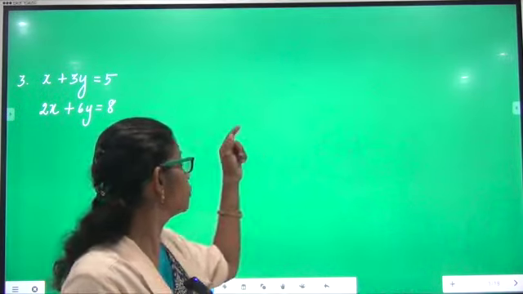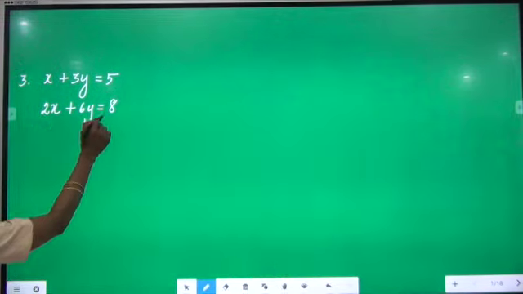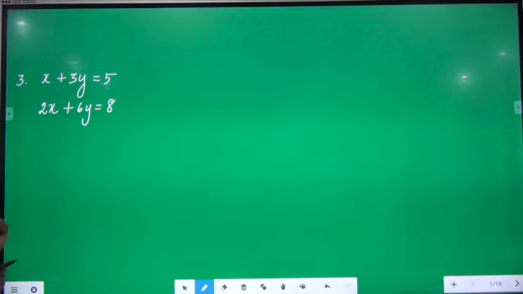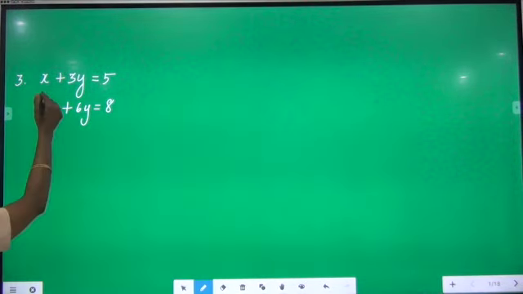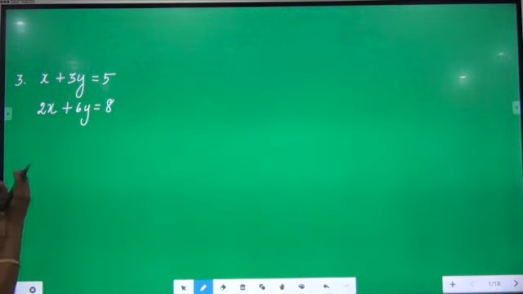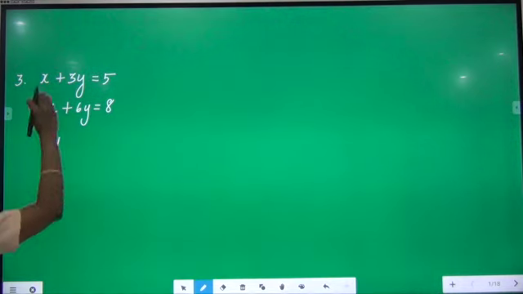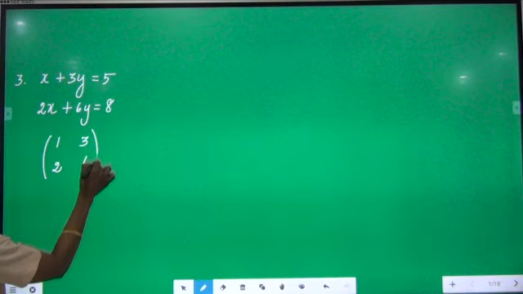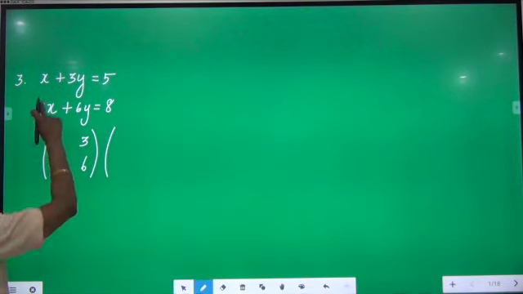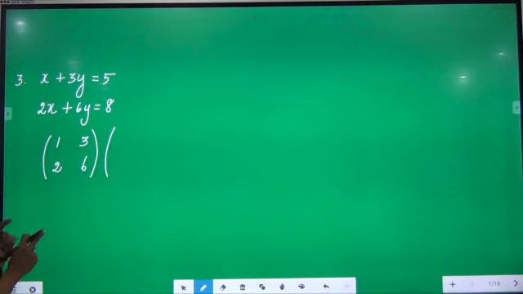Next, question number 3. x plus 3y equal to 5, 2x plus 6y equal to 8. The first step, what I said, you have to collect the coefficient of x and coefficient of y. The collection of coefficients of x, you have to write in the first column. So, 1, 2. The collection of y should be in the second column. Then the next, I said the variables, 2 things are there. Here 2 equations, so we are arriving at a 2 by 2 matrix.